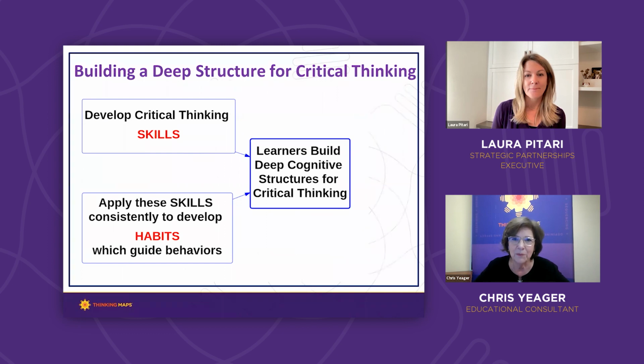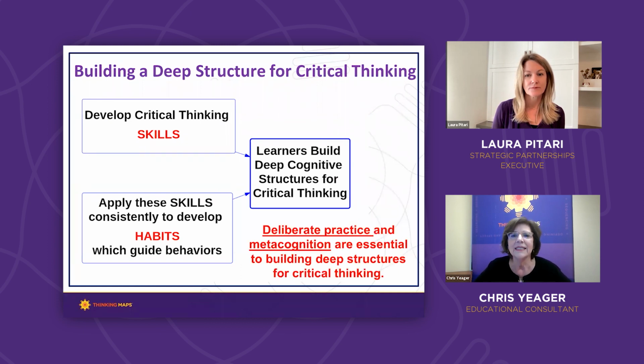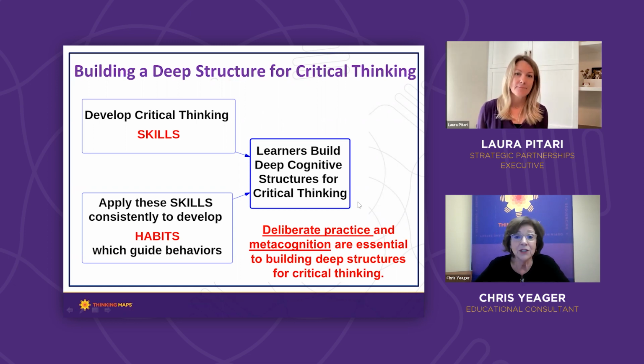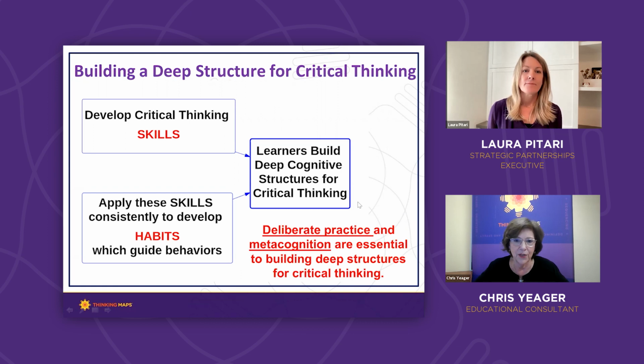So in order to really build the deep structure, you have to teach each critical thinking skill. What does comparing and contrasting look like? And then use it enough so that it becomes a habit. And I think, for a thousand different reasons, not taking the time to make thinking a habit is where we struggle in classrooms. Deliberate practice and metacognition are the essential elements to this. And deliberate practice is, let's look at your standards. Let's think about not just the content, but how I'm asking you to think about it.